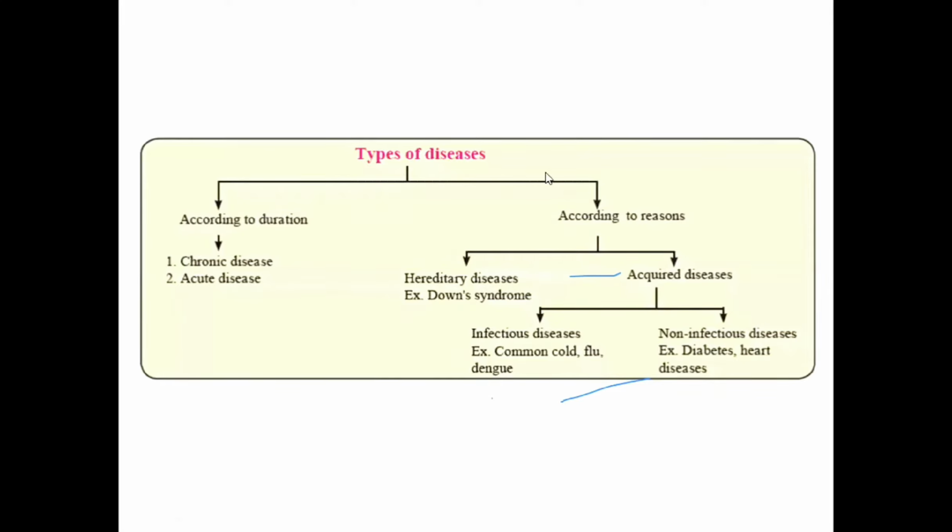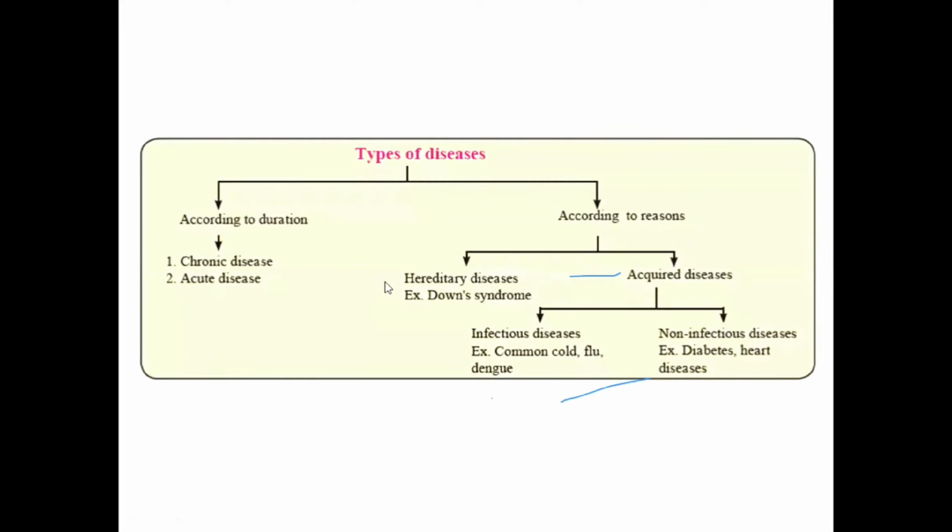Now, the second type of disease is according to reasons. There are certain reasons by which we get some diseases. So, according to reasons, diseases are again classified into two categories. The first is hereditary diseases and the second is acquired diseases. Now we'll understand one by one.